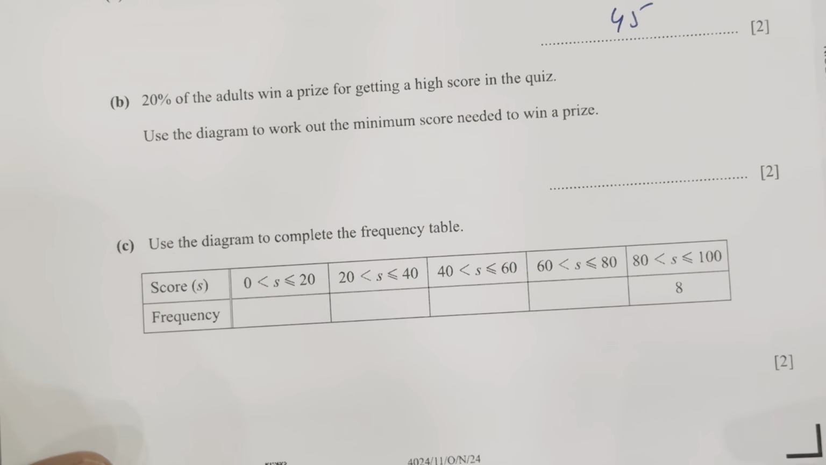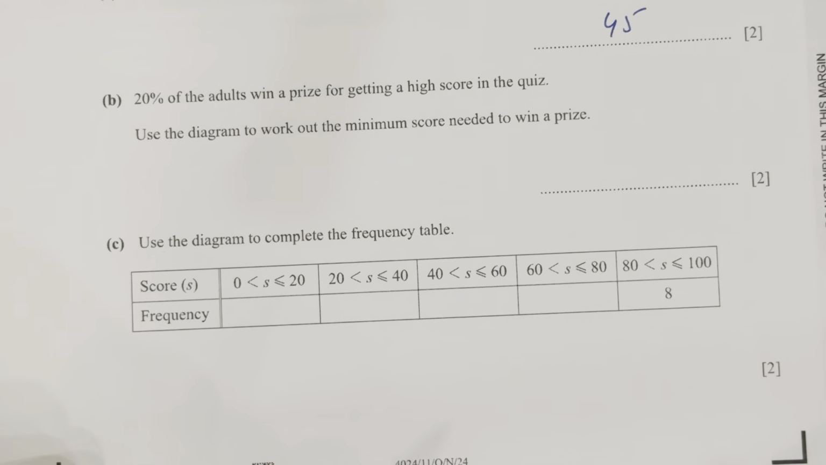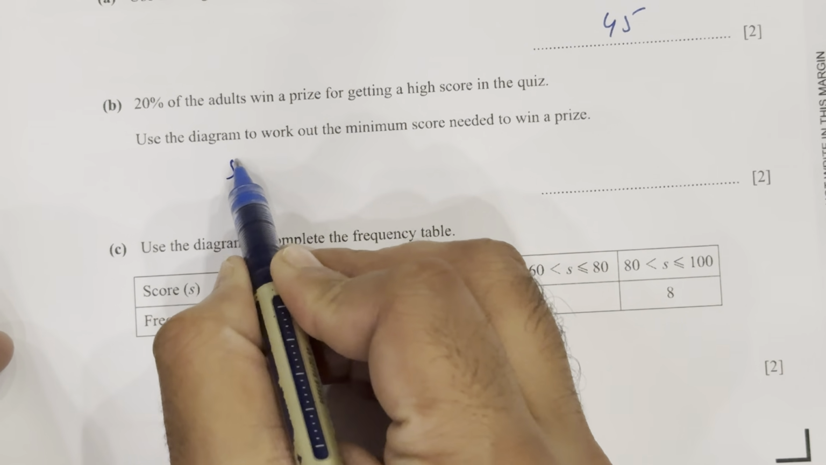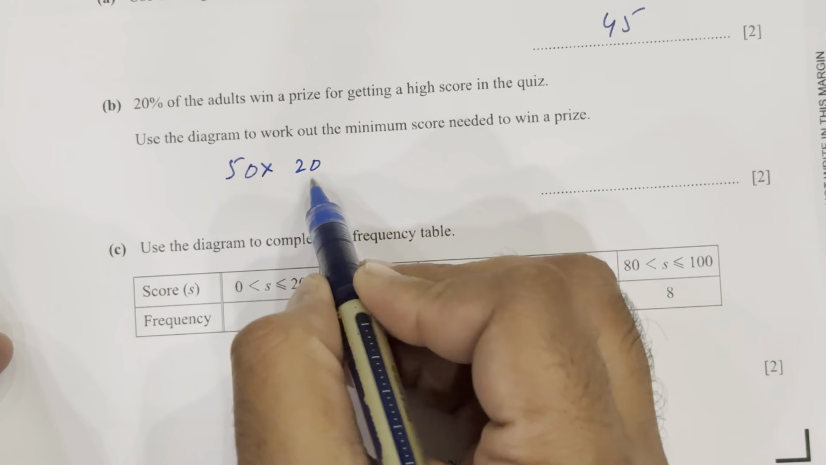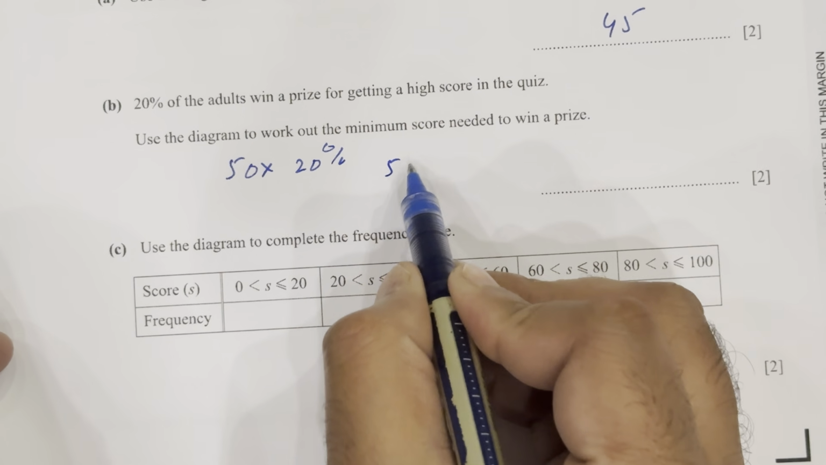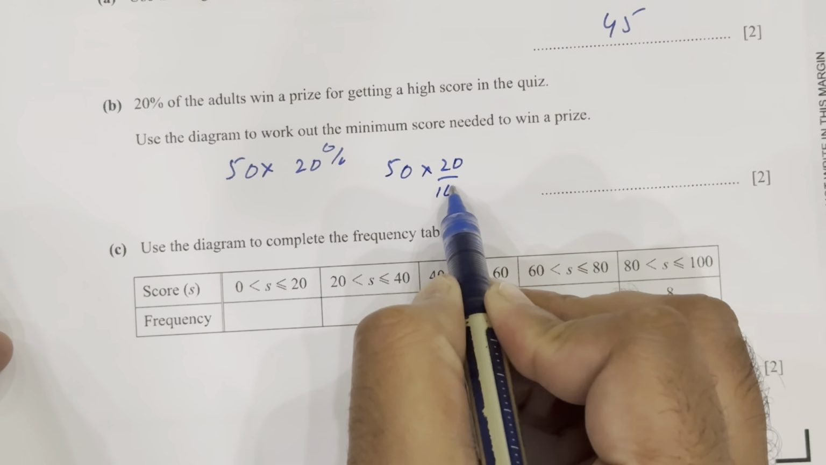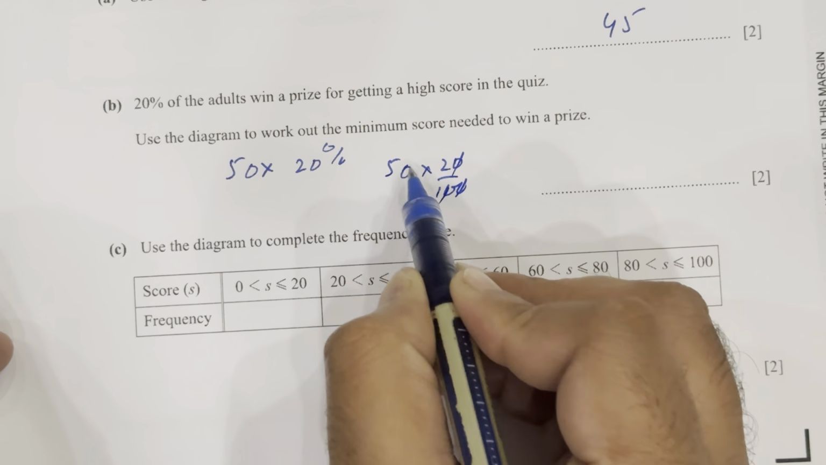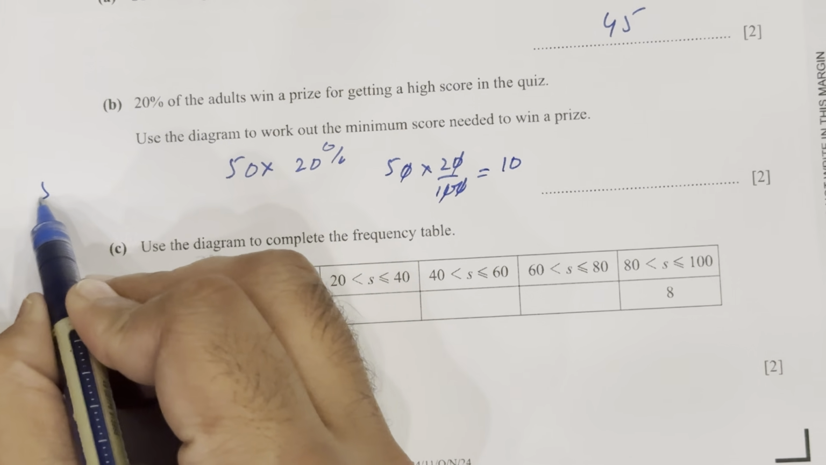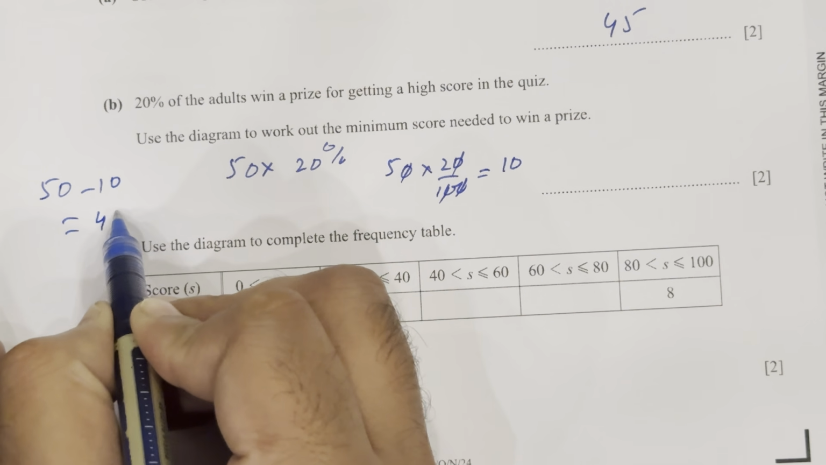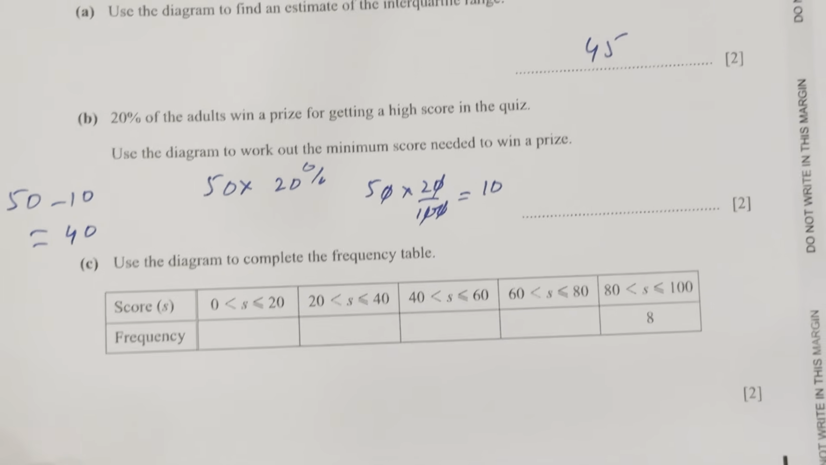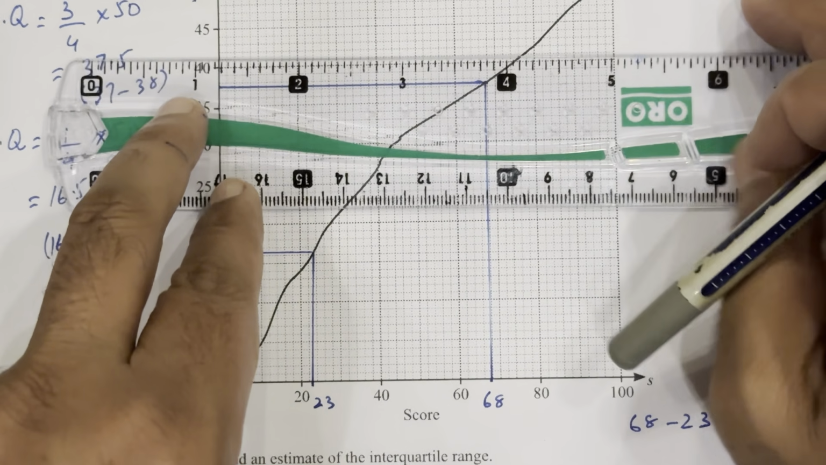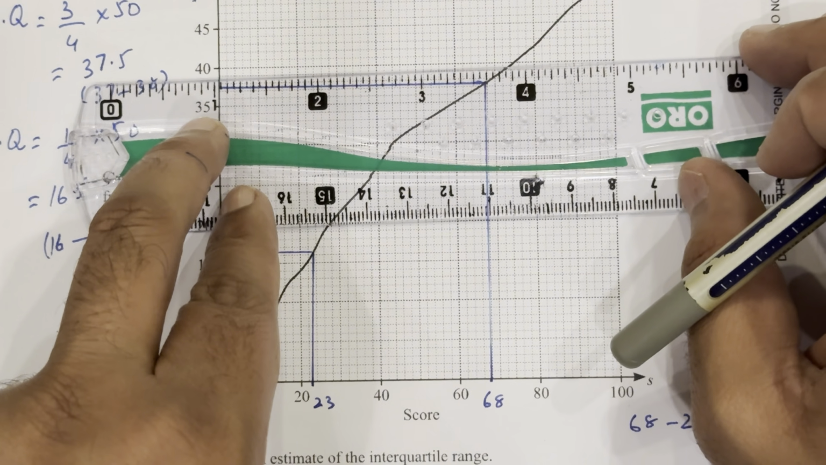Okay. Moving to its B part, 20% of the adults win a prize for getting a high score in the quiz. Use the diagram to work out an estimate. This is a very important and interesting question. 20% of 50, so it would be 50 multiplied by 20 by 100. That is equal to 10. So you need to subtract 50 minus 10. It would be 40. So you need to look at the graph and see at what point it is coming at 40.